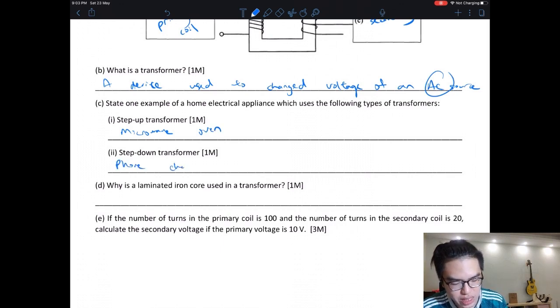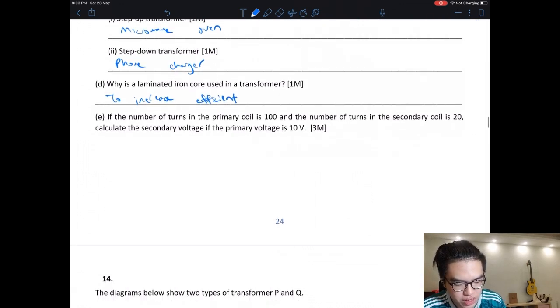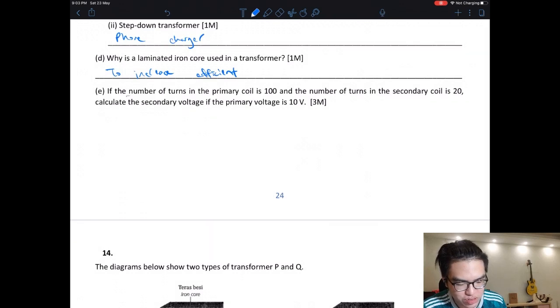Why is a laminated iron core used in a transformer? To increase efficiency, so that it's more efficient, not much wastage. It doesn't waste electricity. If the number of turns in the primary coil is 100, this is my NP. Number of turns in the secondary coil is 20, this is NS. Calculate the secondary voltage, so now I want VS. If the primary voltage is 10, this is my VP.